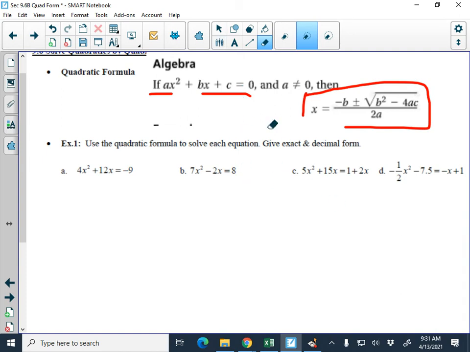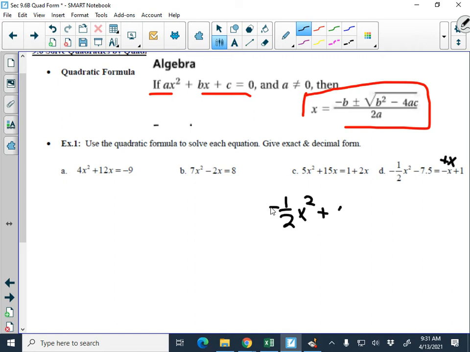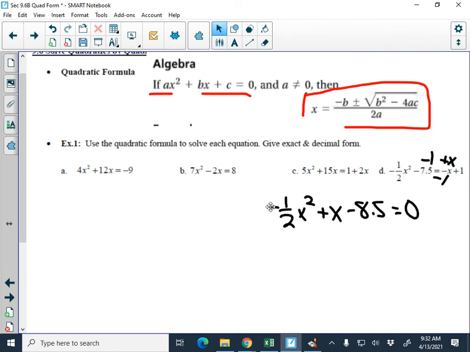All right. Change this one. We have negative 1/2 x squared. We're going to add x. And what's the other number over there? Plus 1, so I'm going to subtract 1. So we get minus 8.5, equals 0. Now we can see A, B, and C.